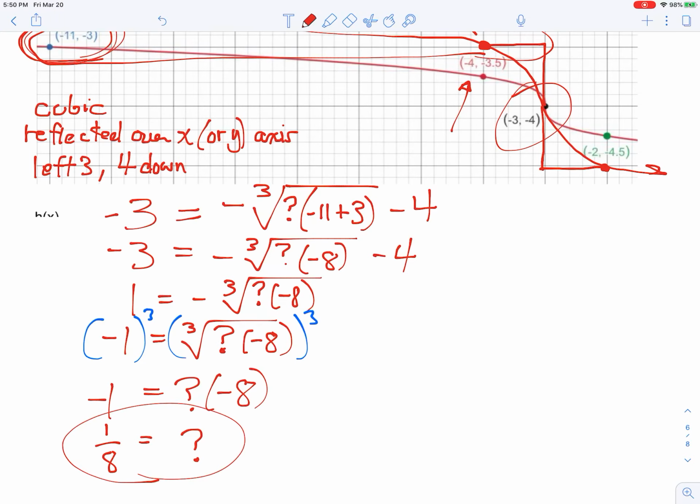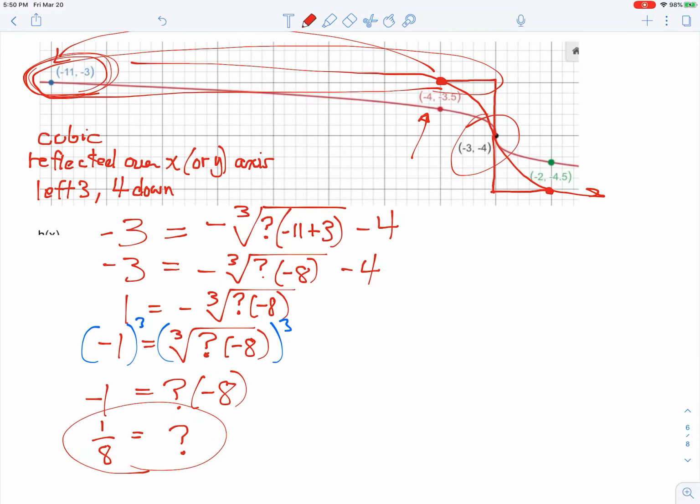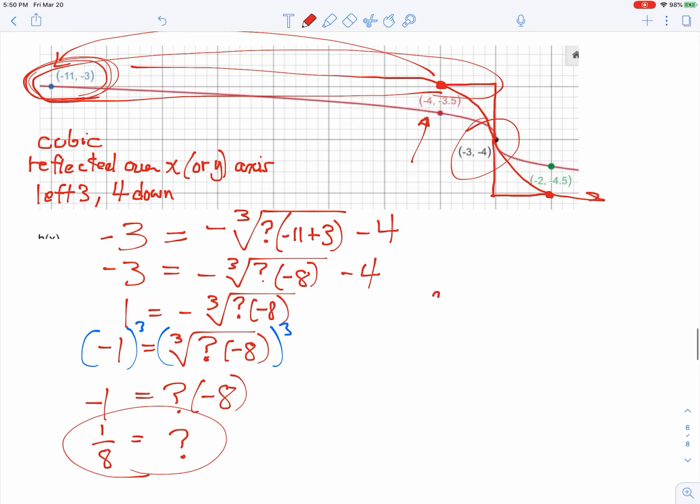Is that the case, that it's a 1/8? Well, let's see. My function was, this is g of x, negative cube root of 1/8 x plus 3 minus 4. So does that mean that it's a horizontal stretch of 1/8?